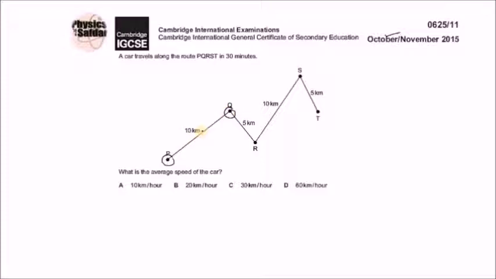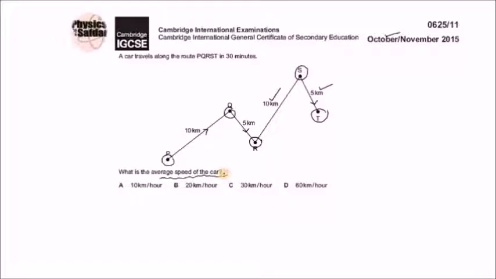During that journey, the car covered a distance of 10 km. Then the car moves from point Q to R and covers 5 km. Then R to S and covers a distance of 10 km. And finally, the car reaches point T and covers a distance of 5 km. The question is, what is the average speed of the car?